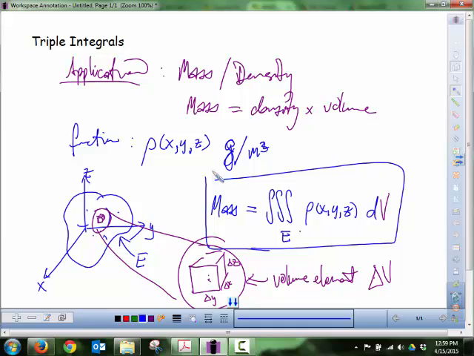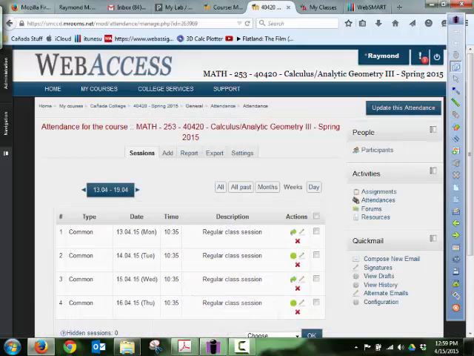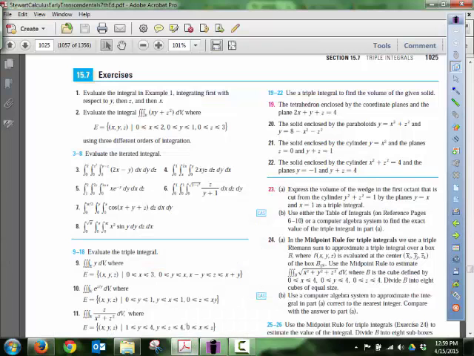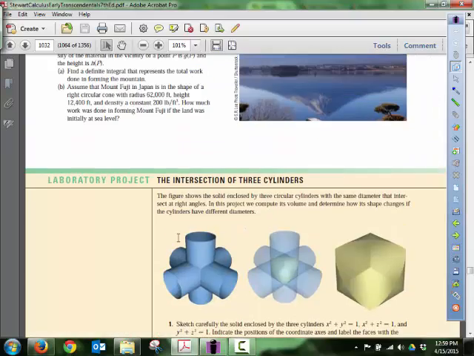All right. Is this motivation enough to be able to talk about triple integrals? Okay. All right, too bad. That's all you get. Let's do an example. Oh, I forgot. I can't do that.